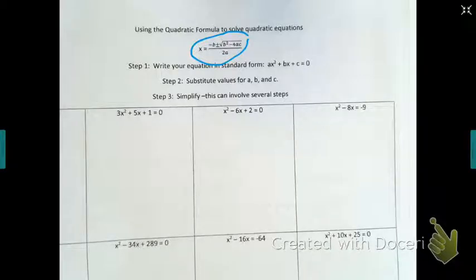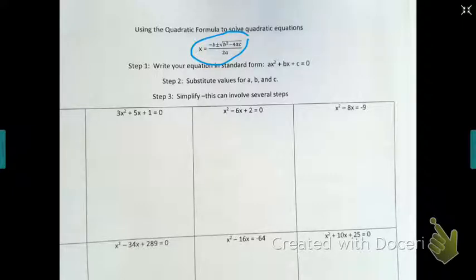So step 1 tells you to figure out what A, B, and C are. And then step 2 says substitute them into the formula. And then step 3 is where you have to work it out, and that's kind of the tricky part. Okay? So let's look at this first equation up there.